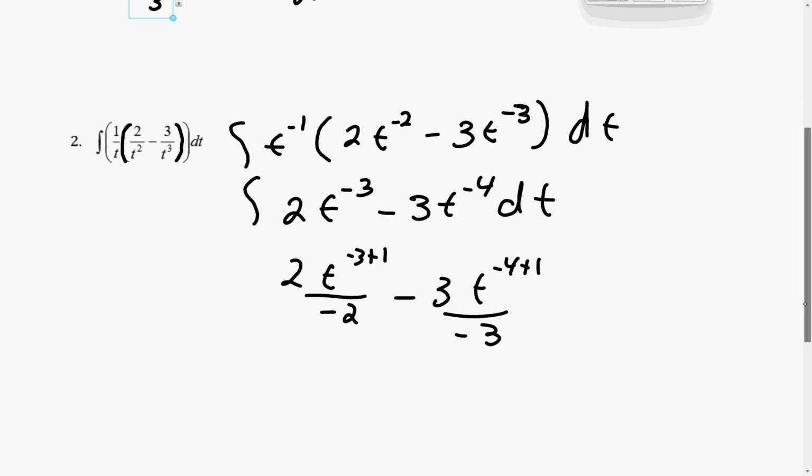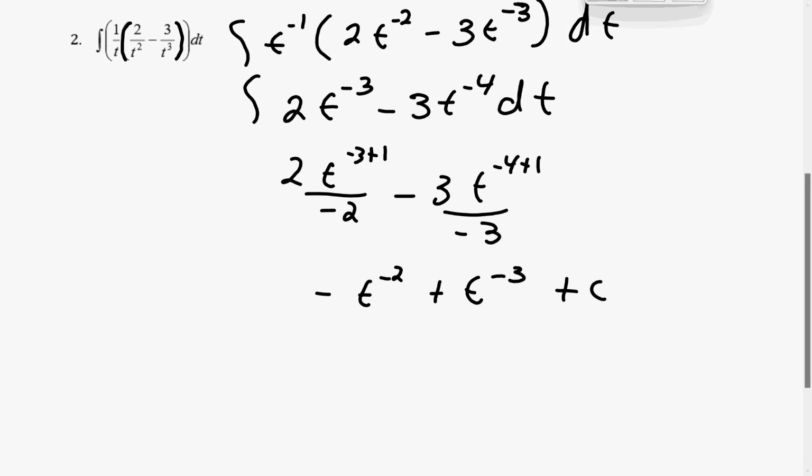And simplifying that, you just get -t to the -2 plus t to the -3, and then we just add c because we have no a and b, correct? And then you could rewrite this if you wanted to as -1 over t squared plus 1 over t cubed plus c.